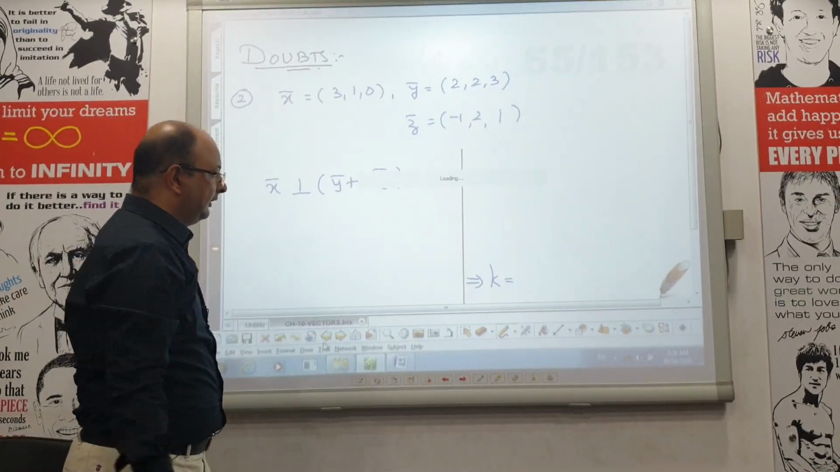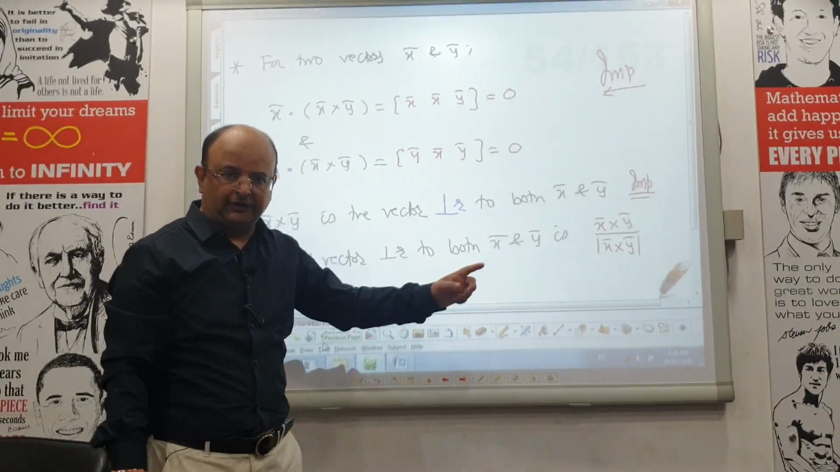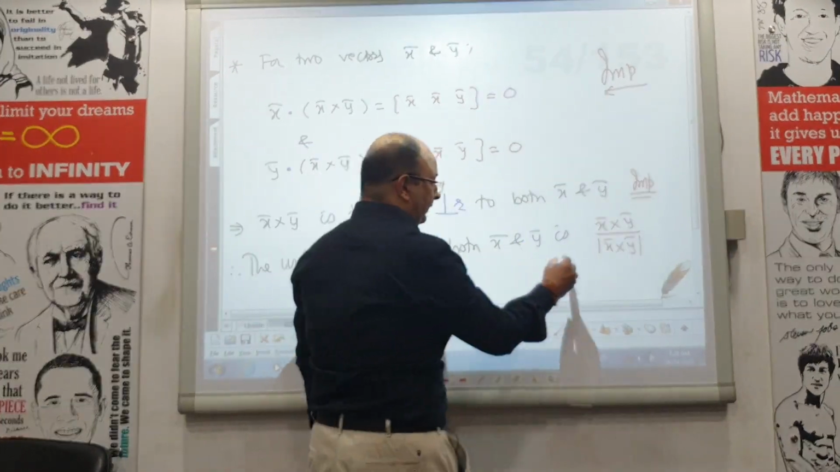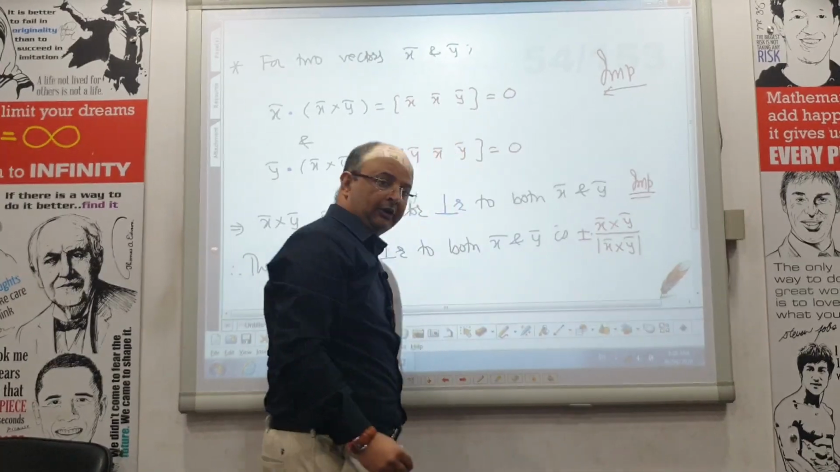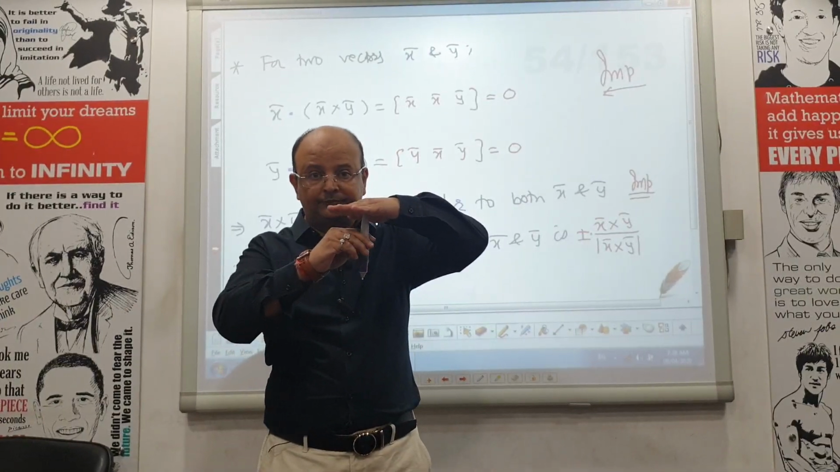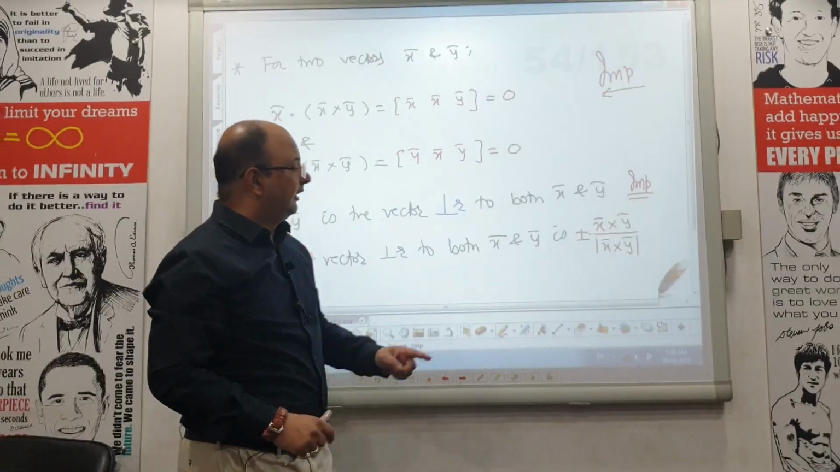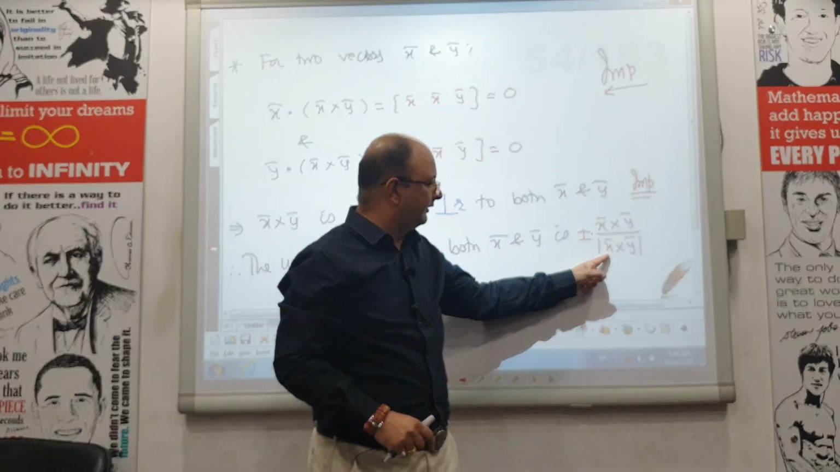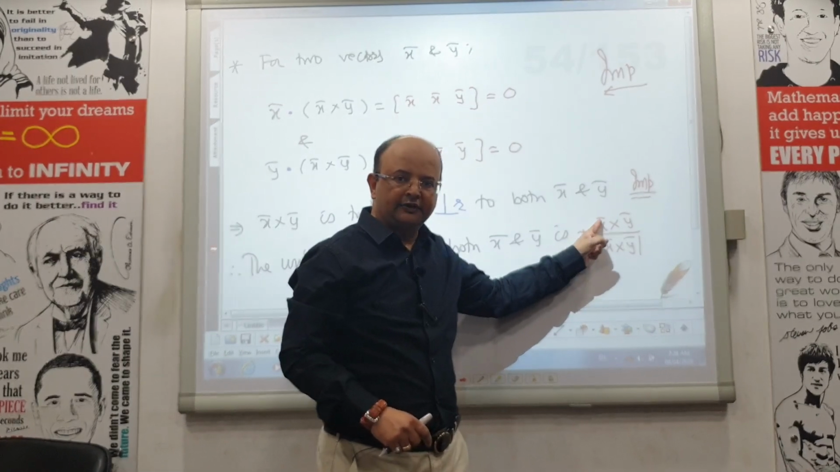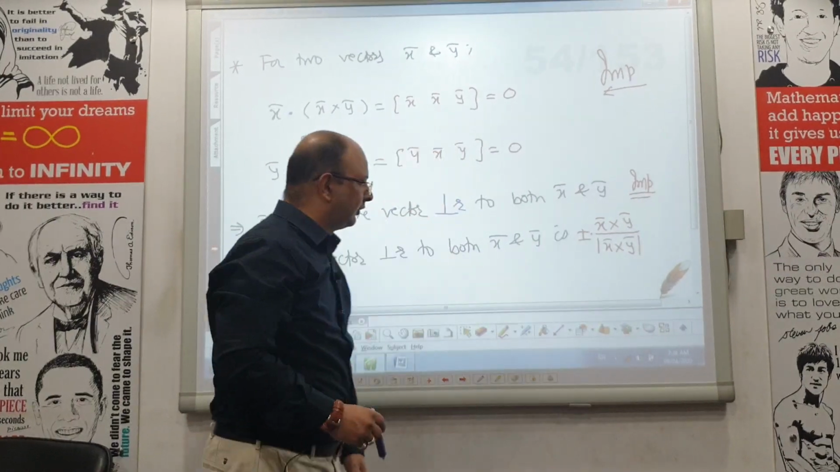One more thing: I should not just write the unit vector perpendicular to both x bar and y bar without the direction. So you should be careful. You should write plus or minus. It can be like this, it can be like this also. So x bar cross y bar upon mod x bar cross y bar, as well as negative of x bar cross y bar upon magnitude of x bar cross y bar.